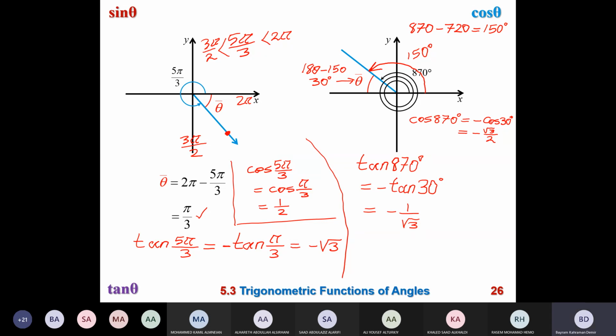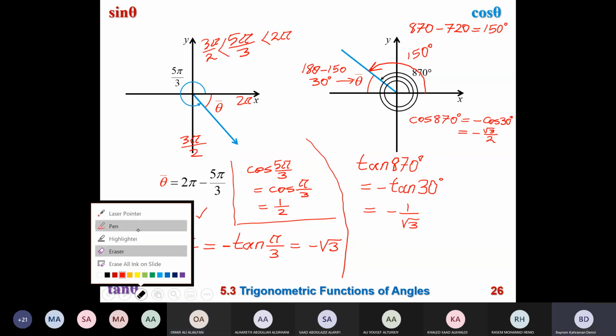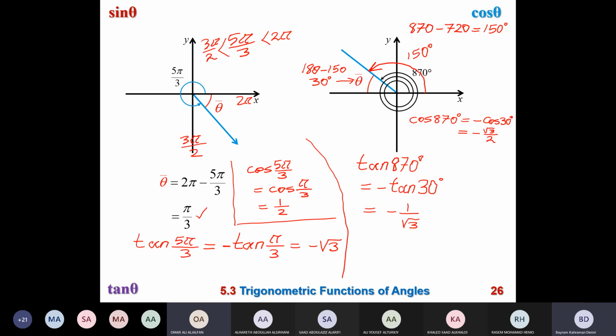All right? Doctor, when do I need the points? When do we need a point, Shabab? Did you understand? When we don't have the reference angle.